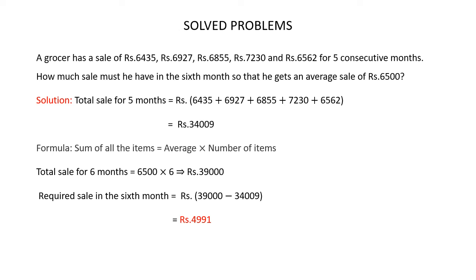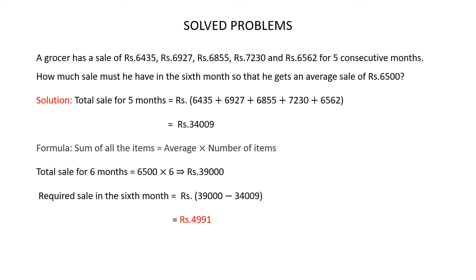Now here you are given the sale for 5 consecutive months. So the total sale for 5 months is the sum of all these numbers. So total sale for 5 months is equal to 6,435 plus 6,927 plus 6,855 plus 7,230 plus 6,562, which is rupees 34,009. So total sale for 5 months is rupees 34,009.